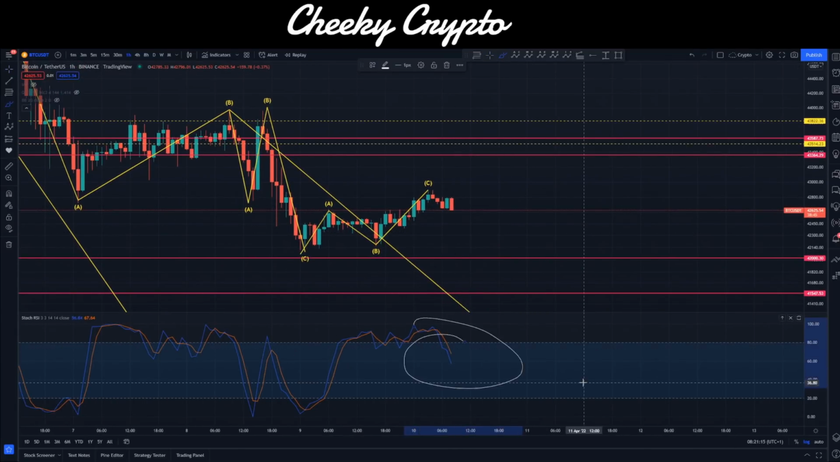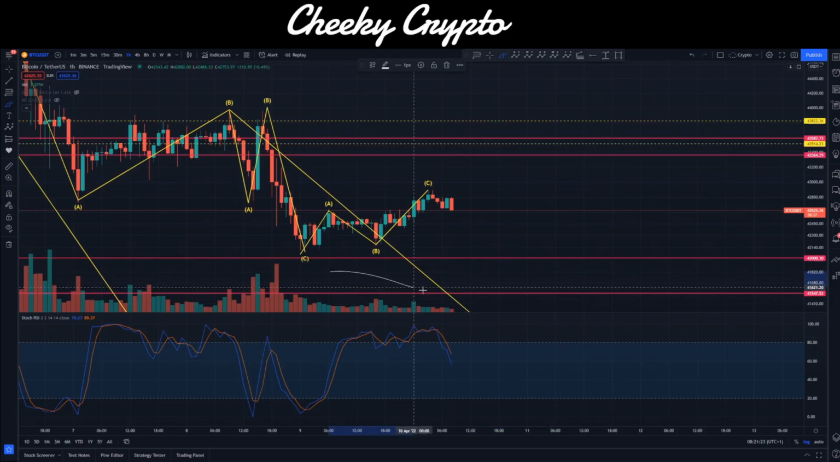Okay, so what we want to be looking at is the stochastic RSI on this hourly chart. How quickly is this moving down in relation to the price? If we throw the volume on here, we can see that the volumes have decreased massively, specifically on the way up, which is why we didn't have much in the way of price discovery from the overbought to the oversold to the overbought area here on the charts.